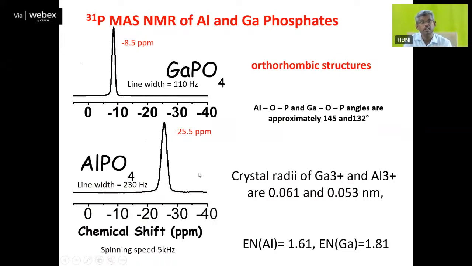Of course, the spinning speeds are the same; both samples are spun at the same spinning speed. If you go from aluminium to gallium to indium phosphate, the line width systematically decreases because of the decrease in covalent character. This aspect, indium phosphate, I have not shown, but it is also reported.